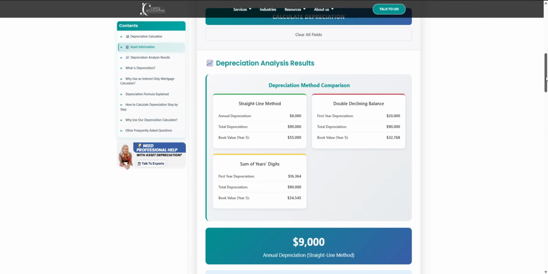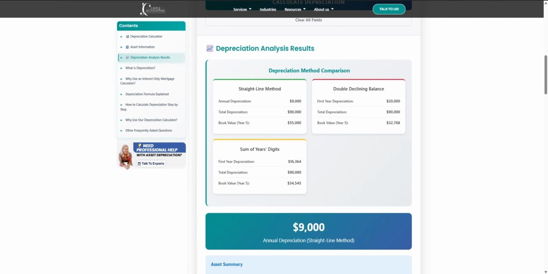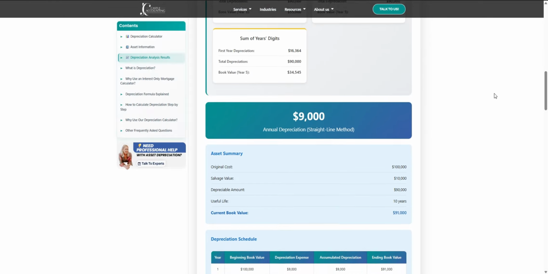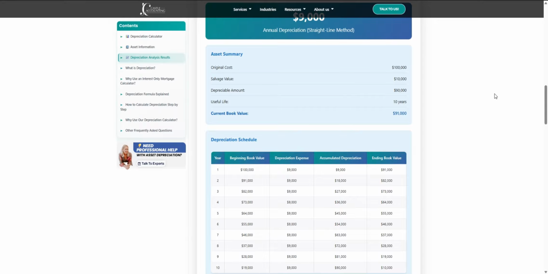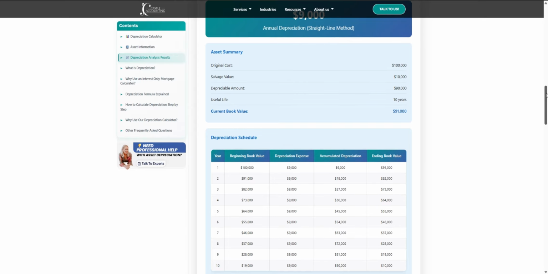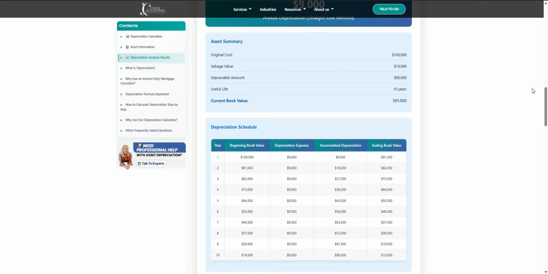Here's where this tool becomes powerful. Method comparison. You can instantly compare how each depreciation method affects annual depreciation, total depreciation, book value over time. This makes it easy to understand which method gives you faster deductions versus smoother deductions. You'll also see original cost, salvage value, total depreciation, current book value, and this table shows your depreciation year by year. This is extremely helpful for bookkeeping, tax prep, financial planning.